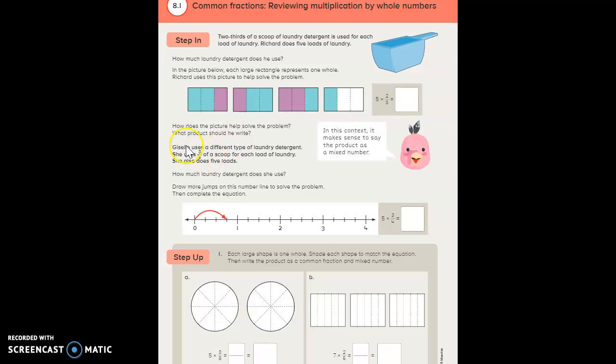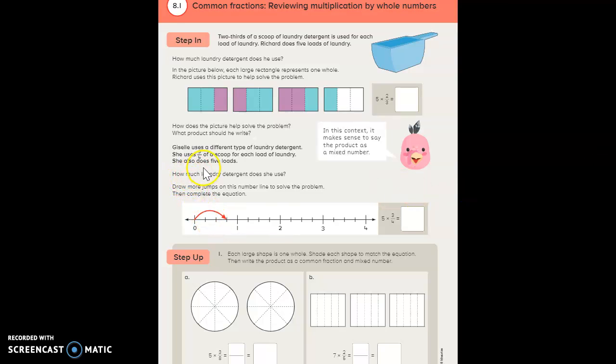So now we'll move over and try the second one. It says, Giselle uses a different type of laundry detergent. She uses 3/4 of a scoop for each load of laundry. She also does 5 loads. How much laundry detergent does she use? Draw more jumps on the number line to solve the problem, then complete the equation. So I'll do my best to do this. You guys know I'm not very good with this pen tool and all this stuff.